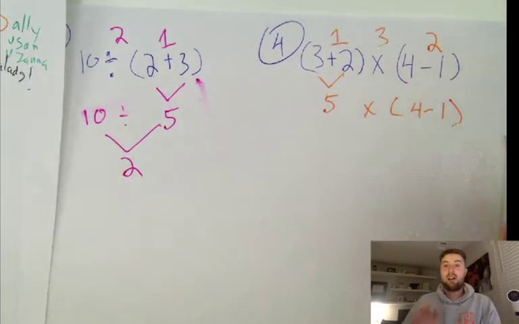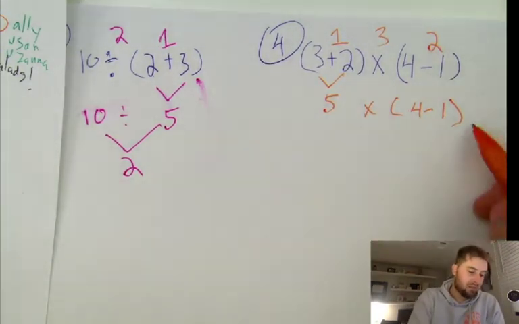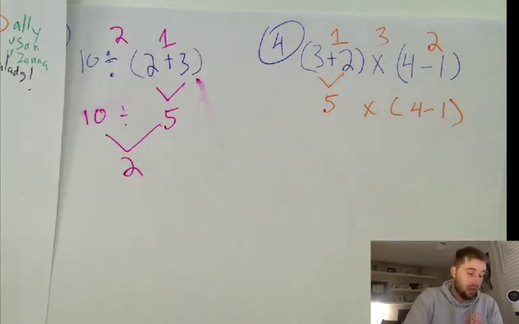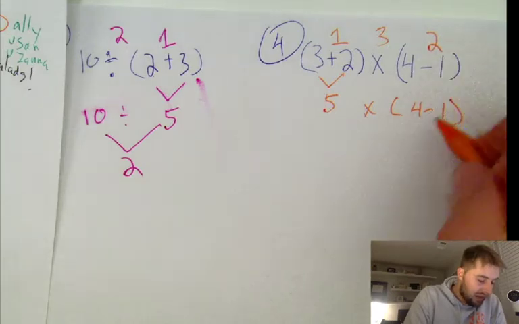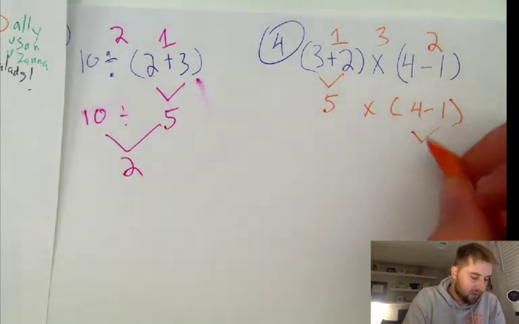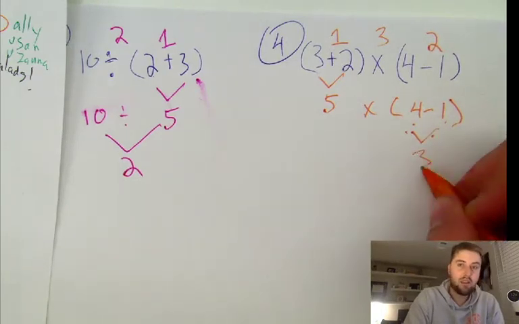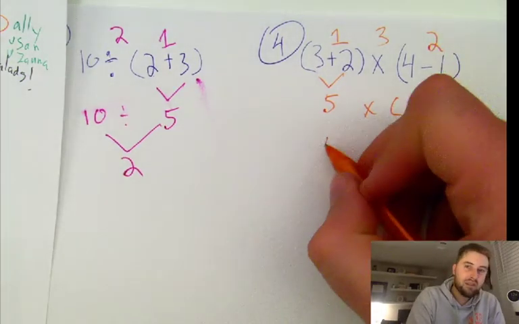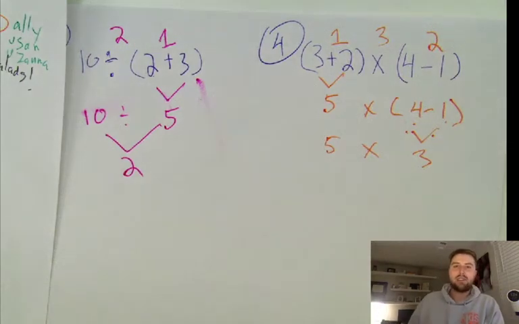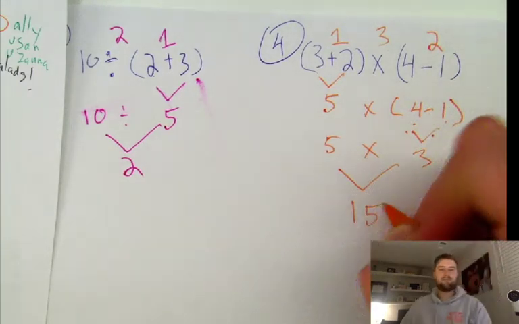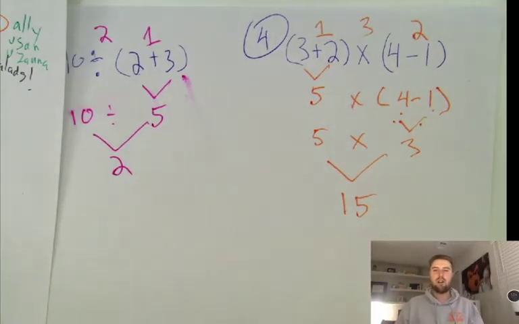Now, when we're rewriting our problem, it's really important to make sure you bring the parentheses down. Otherwise, you might lose them, and then your answer would be different. Our second step, we said, was the other parentheses on the right-hand side. So we'll do 4 minus 1, and 4 minus 1 is 3. Again, we rewrite the whole rest of the problem. 5 times 3, and 5 times 3 is 15. Awesome. Feeling good so far?